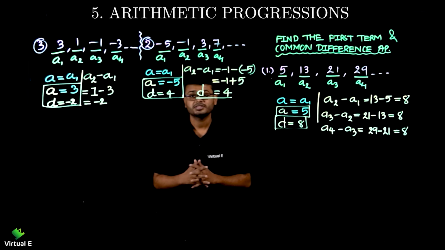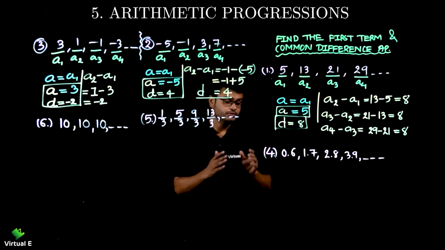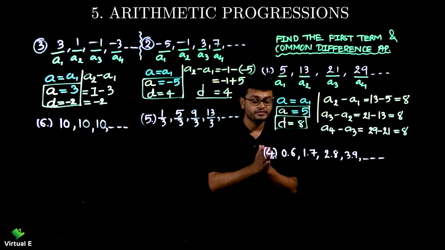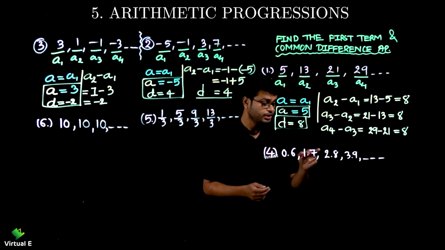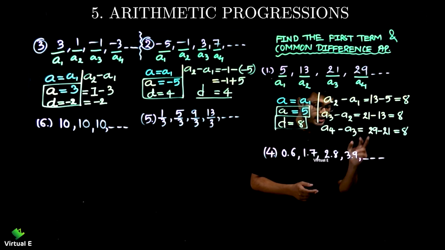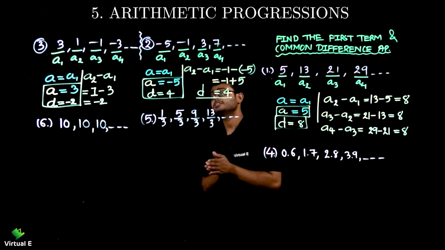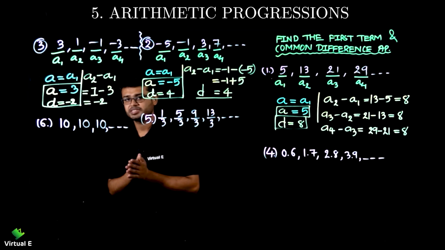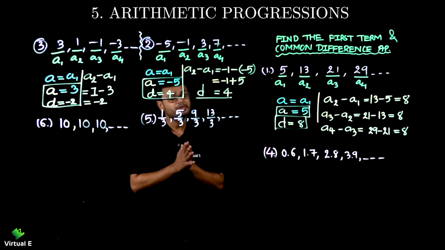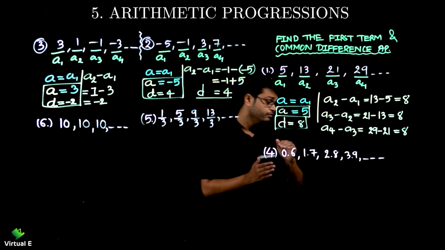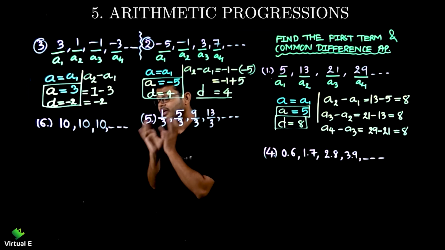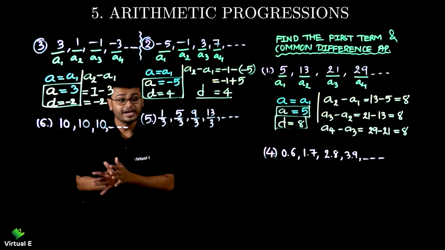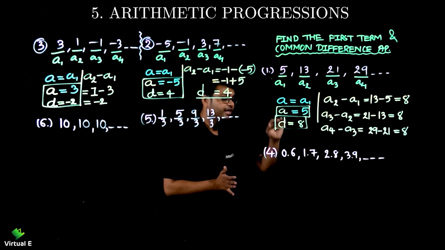Let's do other questions. So let's start with this fourth: 0.6, 1.7, 2.8, 3.9 and so on. This is the case of infinite APs. We learned that infinite AP means what? You will be getting infinite terms, not only finite. There are only 3 terms, 4 terms, 5 terms, but there are so many, infinitely.